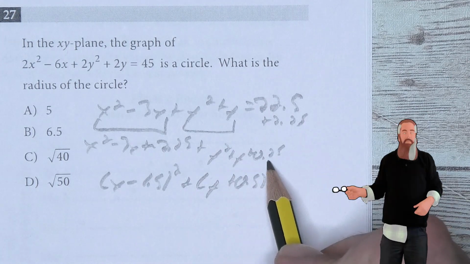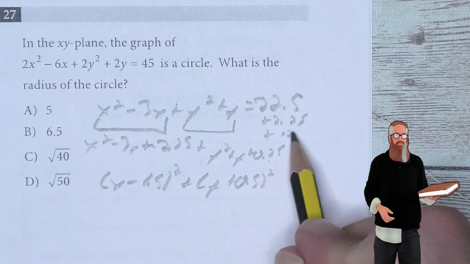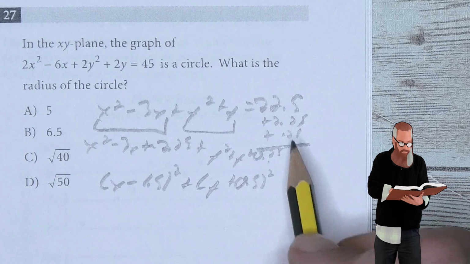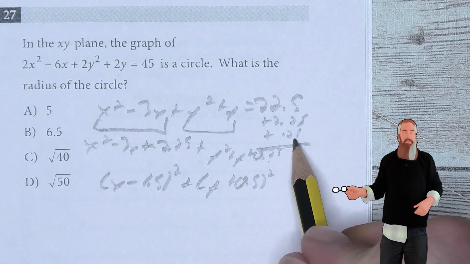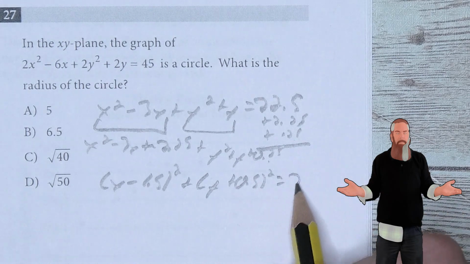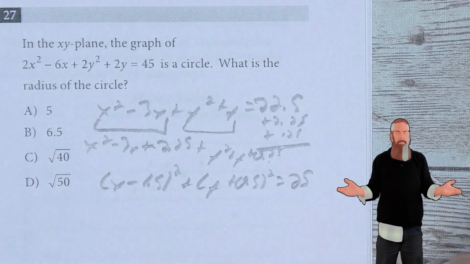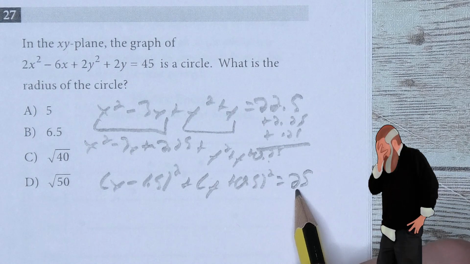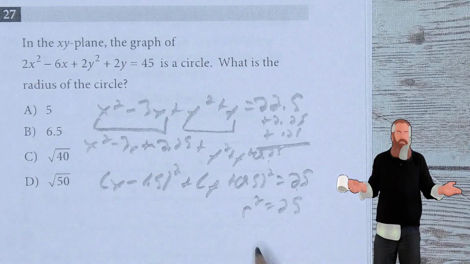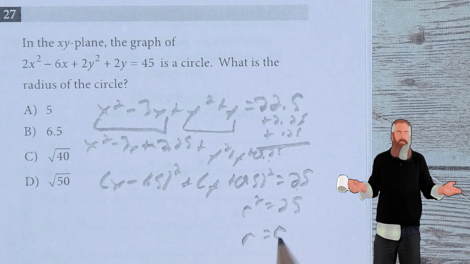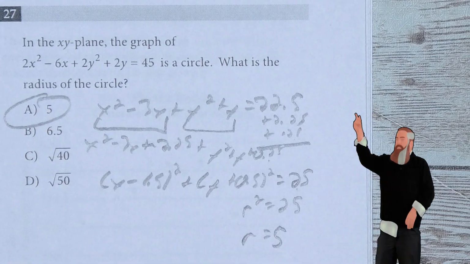I need to add that 0.25 to the right side of the equation. This means that 22.5 plus 2.25 plus 0.25 gives me a 25 on the right side. In the equation of the circle, the right side is the radius squared. So the radius squared is 25, meaning the radius is 5, so A is the answer.